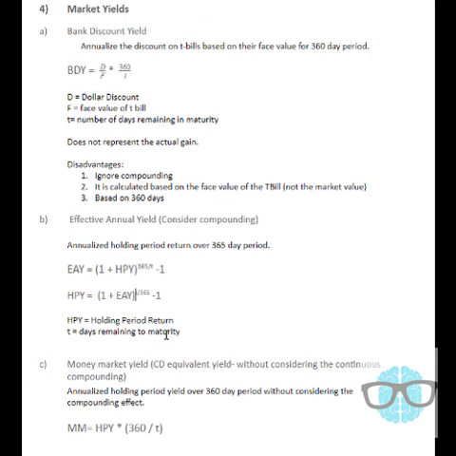The third important measure is the money market yield. The only difference between EAY and the money market yield is the discounting factor. So this is also based on 360 days. Instead of compounding it, we just multiply it by 360 divided by t, where t is the days to maturity. The same thing which we did in the case of BDY.